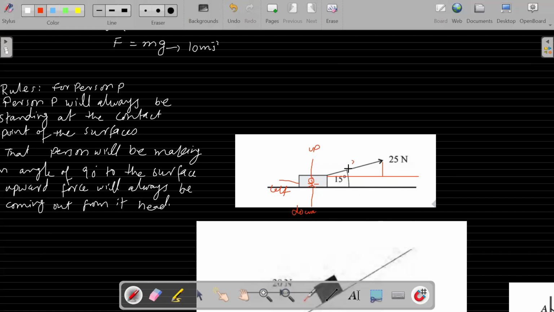This one is 25 Newton. So this is my theta. And in front of that, it will always be 25 sine theta. And this will be 25 cos theta.